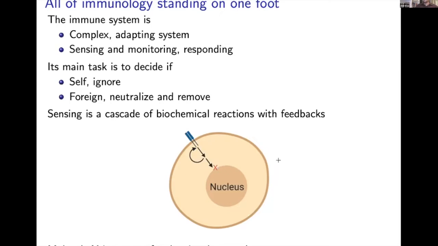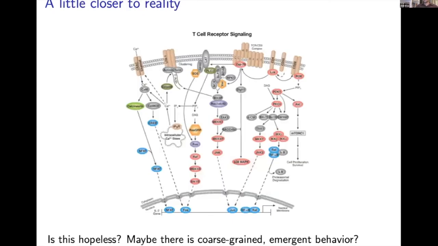Now, this is, of course, very simplistic. In reality, it looks something like this. So this is a particular receptor cascade for a T cell, an immune cell. And looking at this as a physicist, my first thought is, is this hopeless? I mean, is modeling this hopeless, I should say? Am I going to have to measure every single rate and every single chemical species here and all the reactions in order to be able to understand how the cell works, how the single receptor in the cell works? Or maybe there is this coarse-grained emergent behavior that could be gotten to.